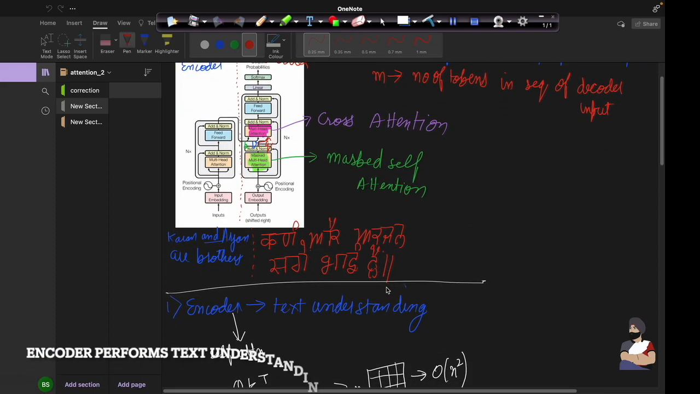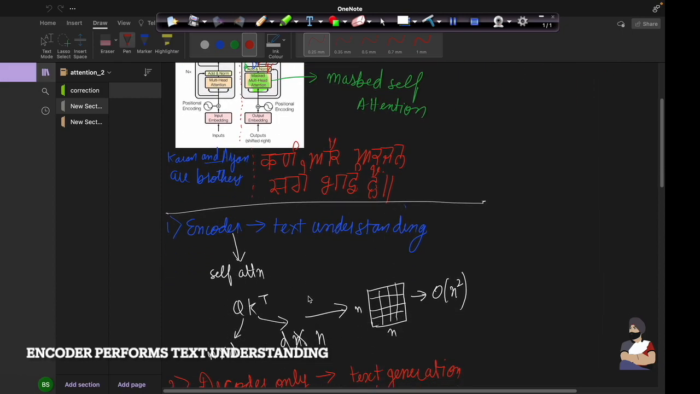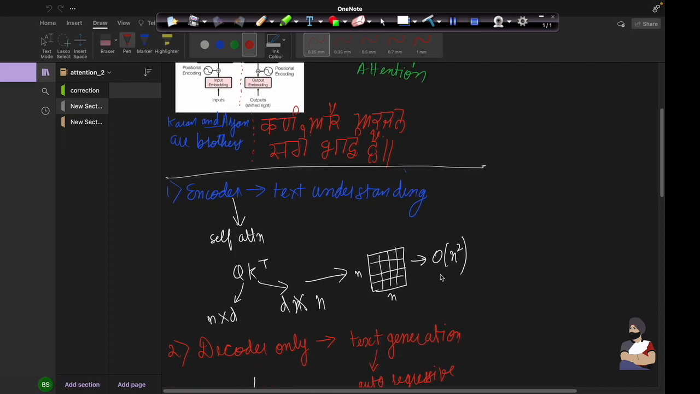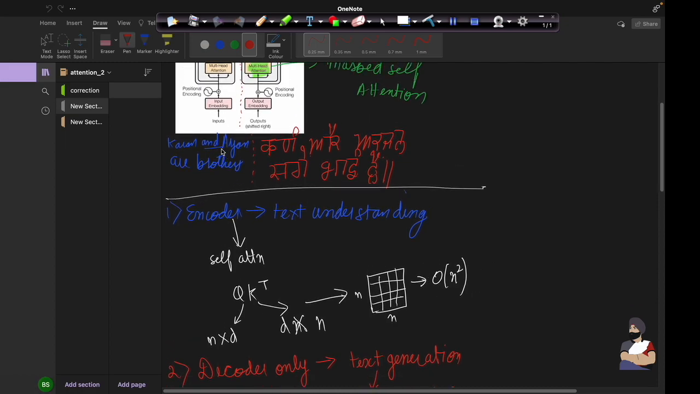The task of the encoder part is to perform text understanding. Text understanding can be performed better using self-attention, where each token attends to each other token in the input. Karan is attending to all the other tokens, and this token is also attending to all the other tokens in the input sequence, and it takes order of n square, where n is the number of tokens in the sequence of encoder input.